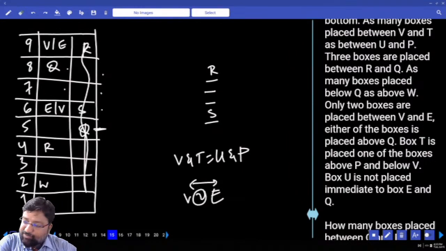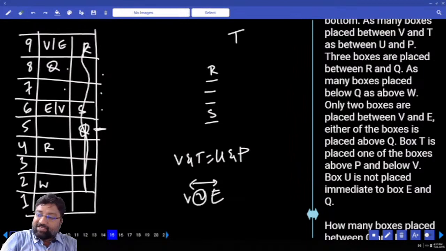Box T is placed on one of the positions above V and below V.